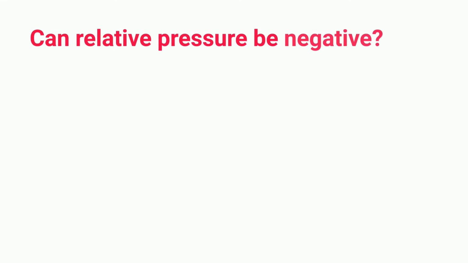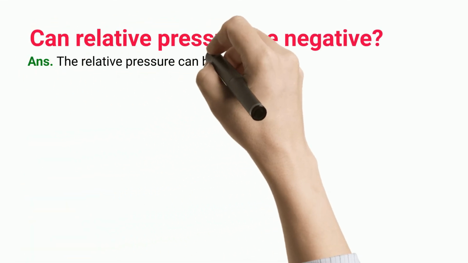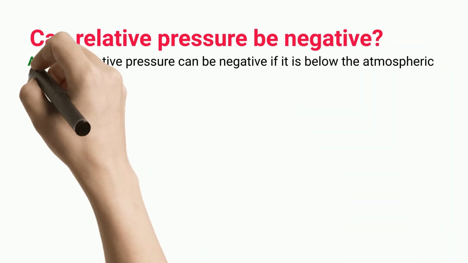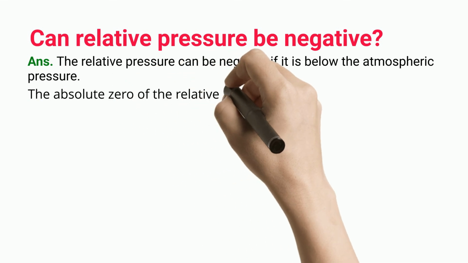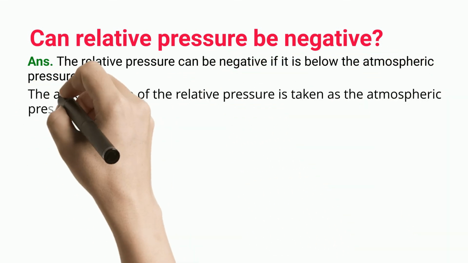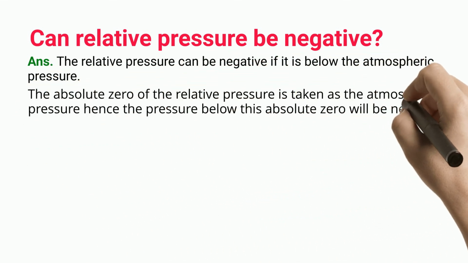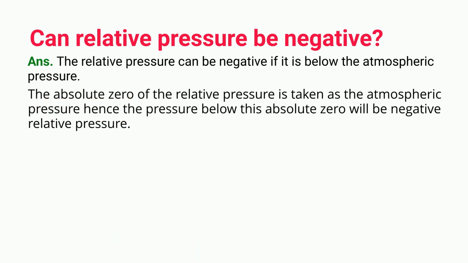Can relative pressure be negative? The relative pressure can be negative if it is below the atmospheric pressure. The absolute zero of the relative pressure is taken as the atmospheric pressure, hence the pressure below this absolute zero will be negative relative pressure.